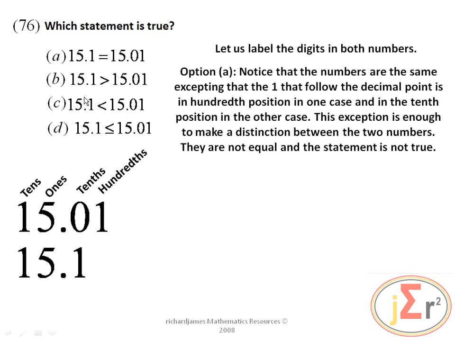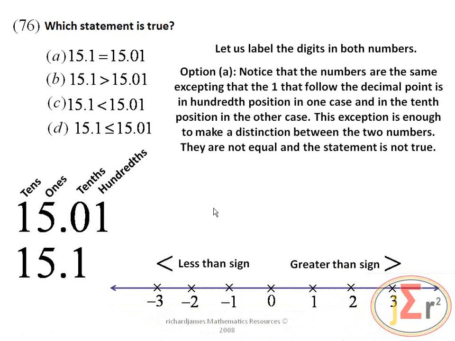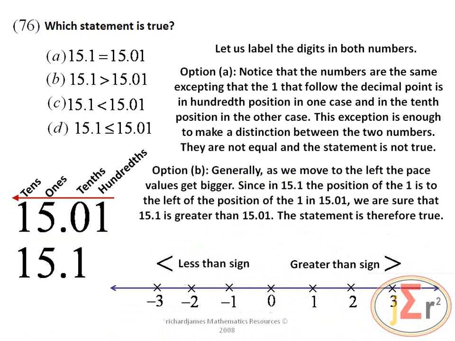Notice where the 1 is, in the hundredths position and in the tenths position here. Therefore, the two numbers are not equal, so we are sure that that one is not right. And of course, we have our little diagram down here that gives us a reminder of the less than sign and the greater than sign. Okay, good. Option B now.